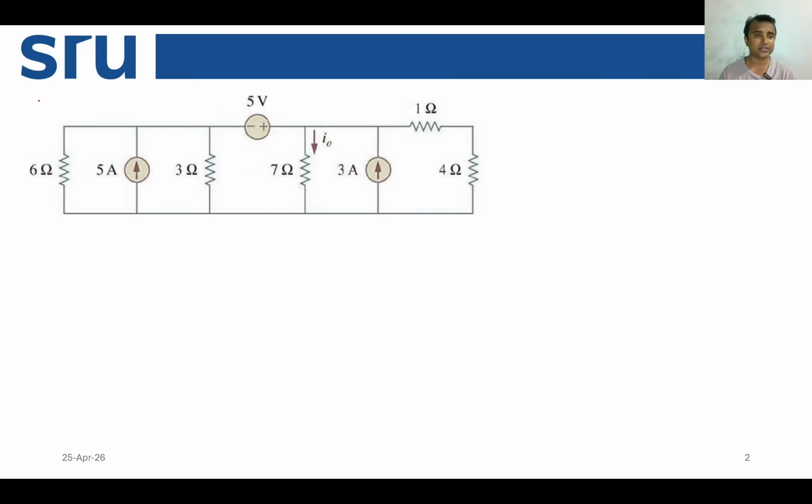Let's say this is circuit number 1, and we need to transform this. Now you can look at these two resistances connected in series, so we can add them up, 1 plus 4, which is 5. And this 6 ohm resistance and 3 ohm resistance are connected in parallel, so we can swap them and get another circuit.